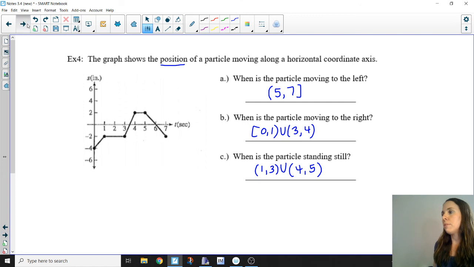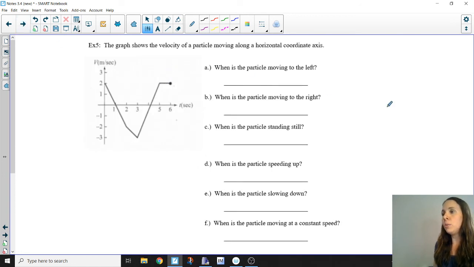Okay, finally, how you read a velocity versus time graph will be different. This is something that sometimes is very tricky for students to do, to be able to switch their brain from a position versus time graph type thinking to a velocity versus time graph type thinking. But I'm going to show you how to do it pretty easily.